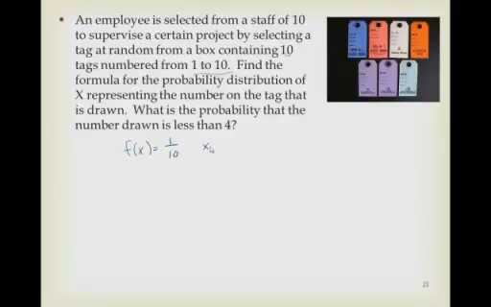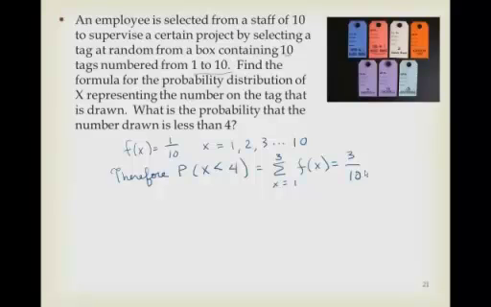And that is for x is equal to 1, 2, 3, and so on, all the way up to 10. So therefore, the probability that x is less than 4 is just the summation of all of these from 1 to 3, right? Because it's less than 4. All of those probabilities, and that is simply 3 out of 10.